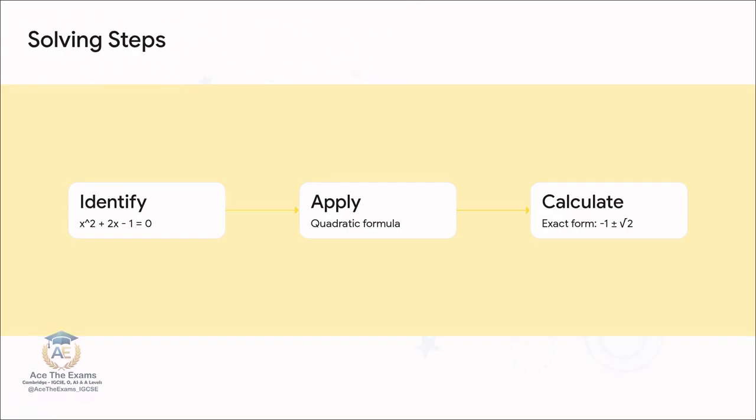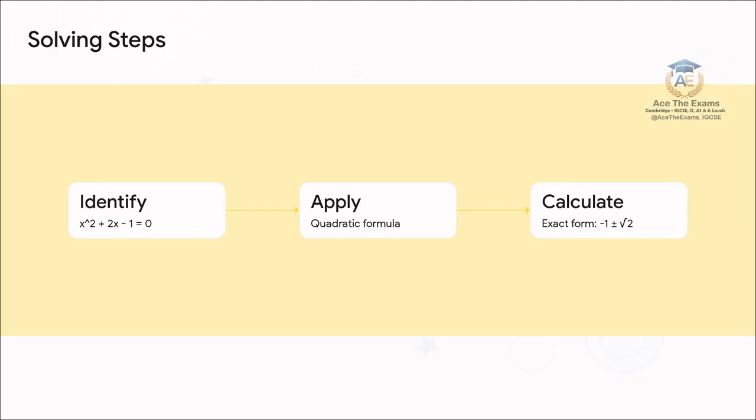Step 1, we identify our equation, x squared plus 2x minus 1 equals 0. Step 2, we deploy the quadratic formula. Remember, negative b plus or minus the square root of b squared minus 4ac all over 2a. We plug in our a value, which is a hidden 1, our b value, which is 2, and our c value, which is -1. Now, step 3 takes us through the simplification to arrive at our answer. But here is the major key, the absolute crucial point. The final result is written as -1 plus or minus the square root of 2.